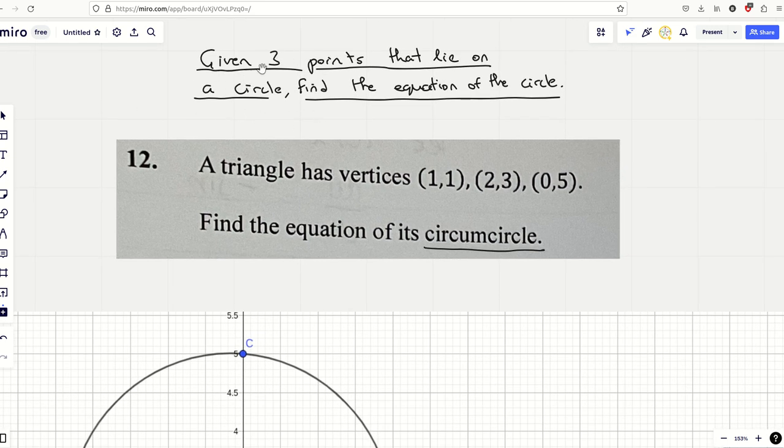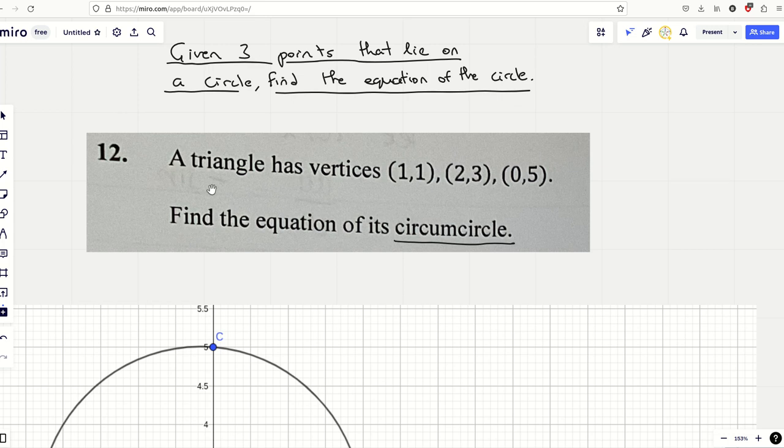It basically concerns a question where you're given 3 points that lie on a circle and you're asked to find the equation of a circle. This is the way the question was worded. It says a triangle has vertices (1, 1), (2, 3) and (0, 5). Find the equation of the circumcircle.